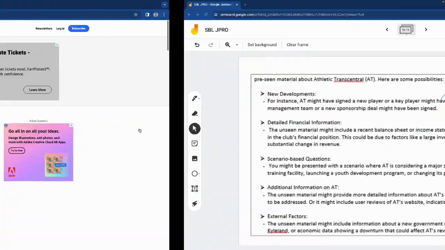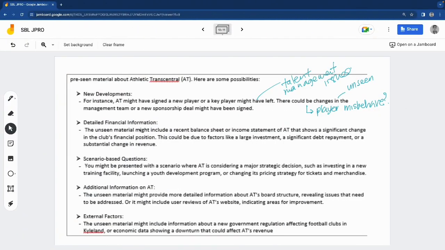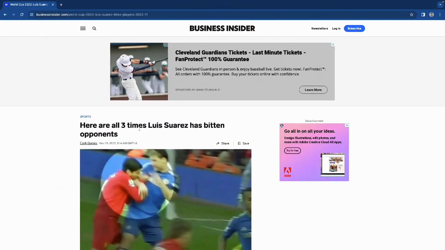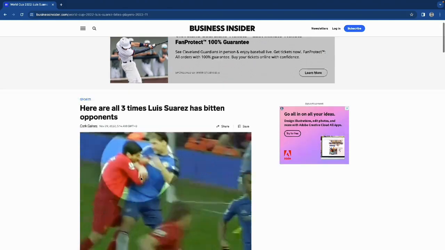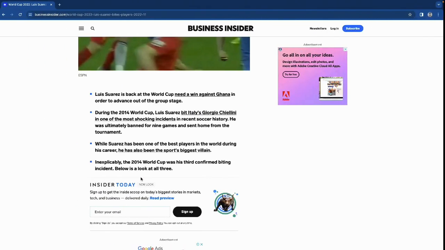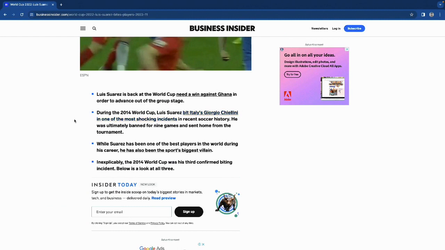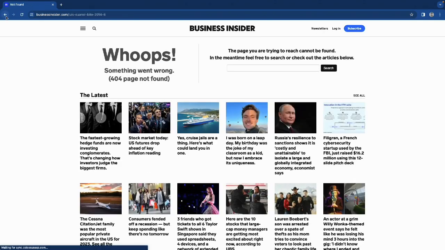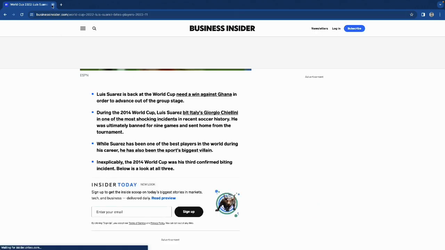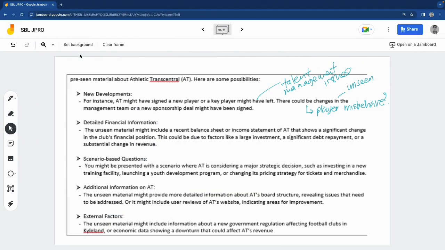So let's say you might get a situation here. Player misbehave, like this case where the player bites this one. And how do you handle the situation? There is one of the most shocking incidents. Okay, he was ultimately banned for 9 games and sent home. So this is one of those events. Okay, but it's not there. But this is more the implications that you have to consider. How does this affect the club? Like player misbehave, they get banned.